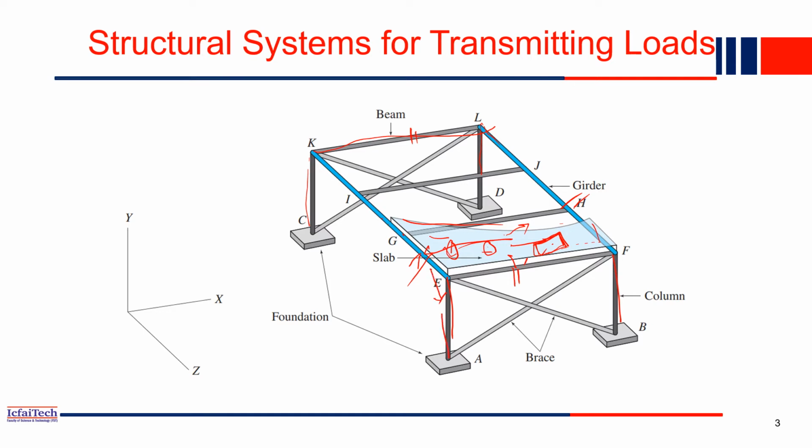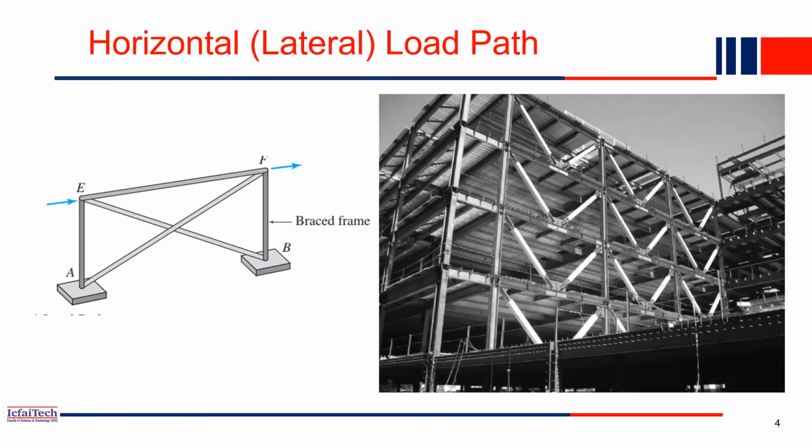And then column to foundation. So this is the basic load path, normally we call it. So live load is basically resting on a slab. So load will go from slab to beam, then beam to column, and then column to foundation. So that is a typical load path of a structure.